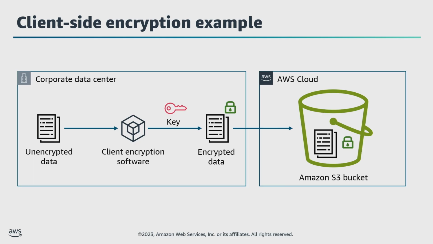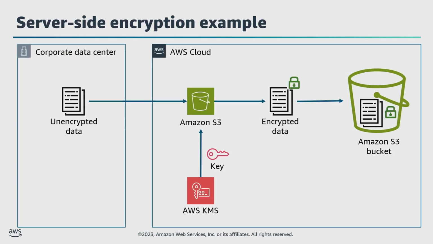Here's an illustration of the concepts we just discussed. Encryption software running in the corporate data center encrypts data with the key before uploading it to an Amazon S3 bucket. In this server-side example, you upload the unencrypted data over HTTPS to Amazon S3. Amazon S3 encrypts the data using AWS KMS before storing it. The service endpoint handles the encryption and decryption.